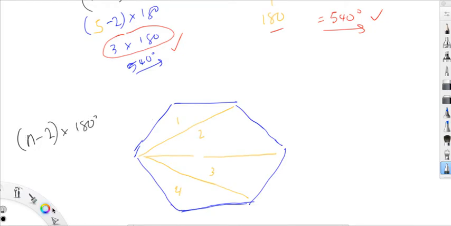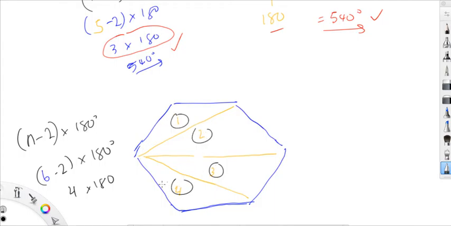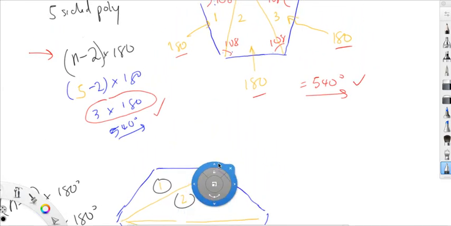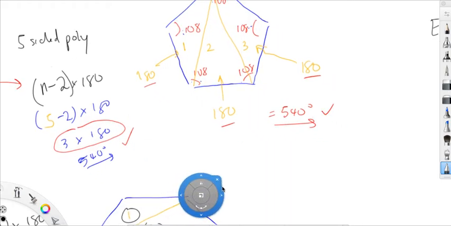How many sides are there? Well, there's 1, 2, 3, 4, 5, 6 sides. 6 minus 2 times 180. 6 minus 2 is 4 times 180. And there you have it. Because you have 4 triangles. Yeah? And that's how the rule works for sum of internal angles of a polygon.